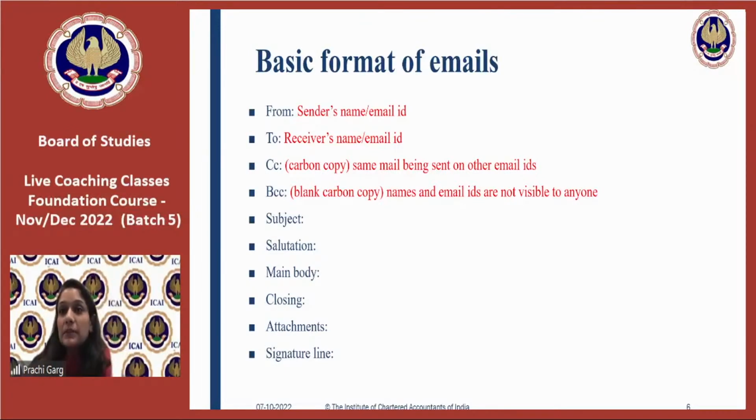So, for example, A sends the email to B. Now, A is the sender, B is the receiver, right? Now, C and D are part of B's team. So, I mark C and D as well. Now, B knows that everybody has received the same email, everybody's on the same page. But what if I mark X and Y in the BCC? B, C, D will never get to know that X and Y have also received the same email.